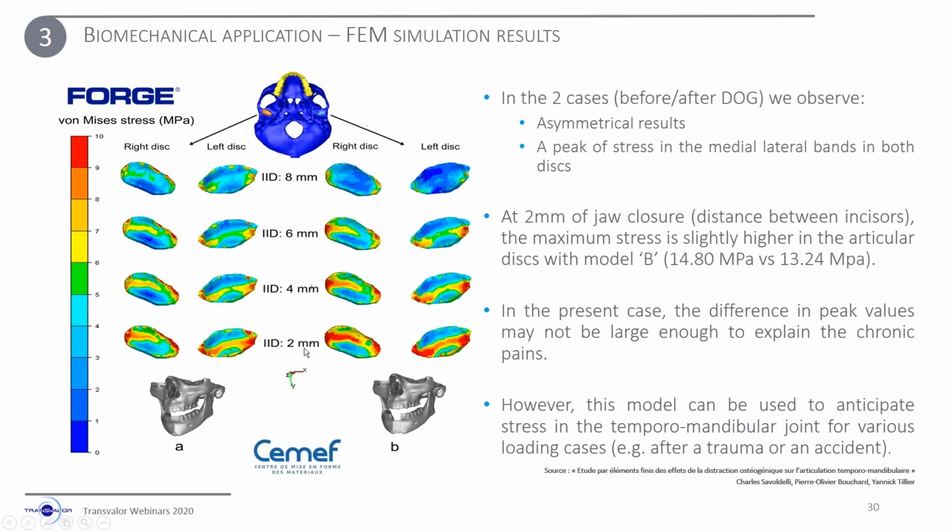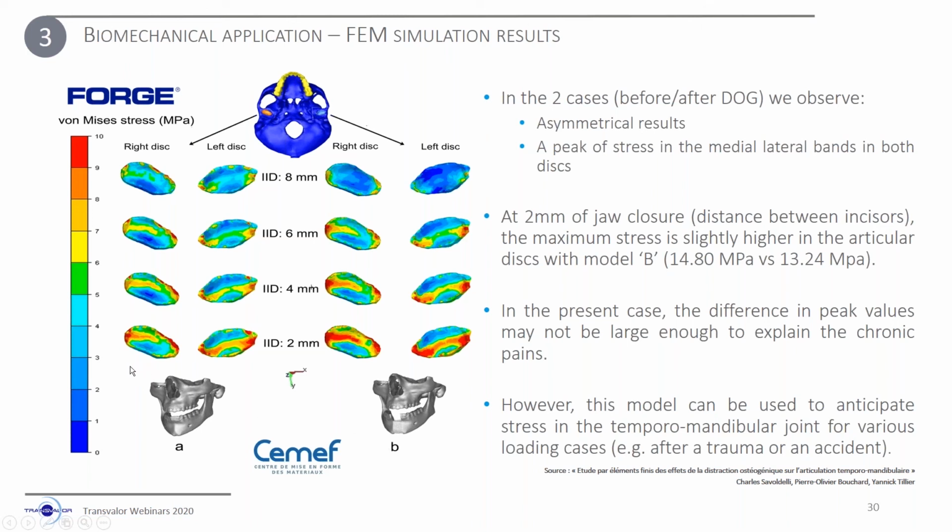jaw closure. What can we observe? First is, and this is due to the natural asymmetry of the patient, that this asymmetry can be observed in the results. The pattern of stress that you can see on the left disc is different from the one on the right, and we can make this observation whether we are talking about model A or model B.